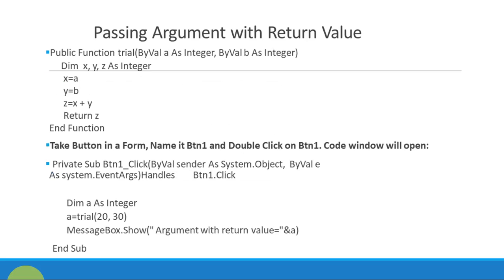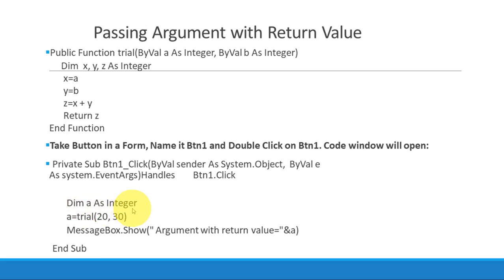Now let's discuss passing arguments with return value. Again, the same, we are declaring a function trial, taking A and B in the argument list. Again, Dim X, Y, Z as Integer, three variables X, Y, Z. But first, let's have a look at this. We will again take a button, double click the button, and a code window of this type will appear, that is Sub and End Sub, and inside it we will do our coding.